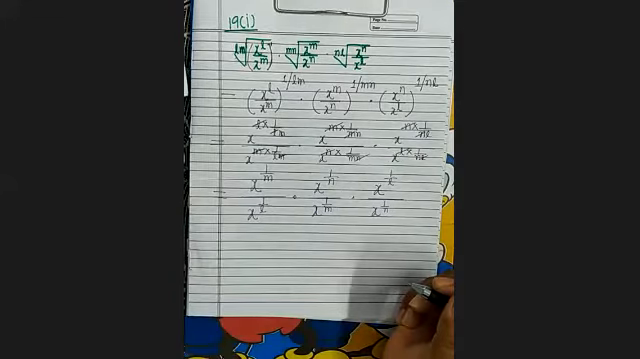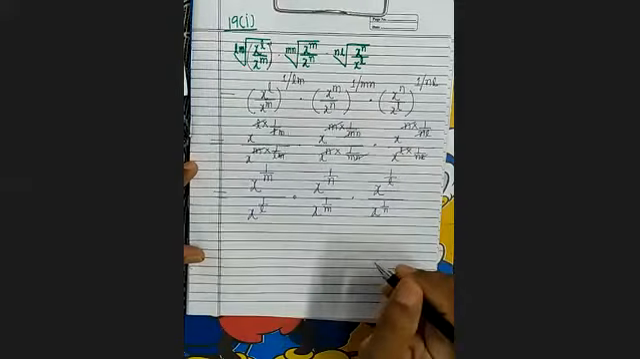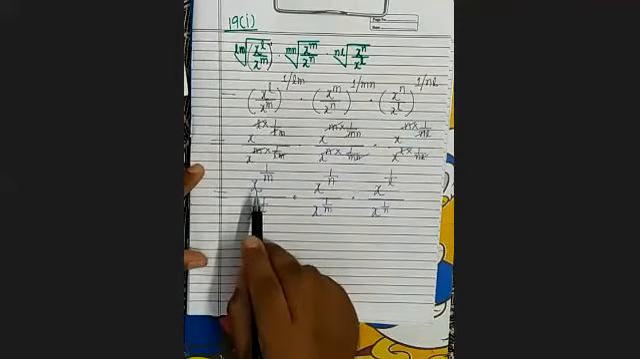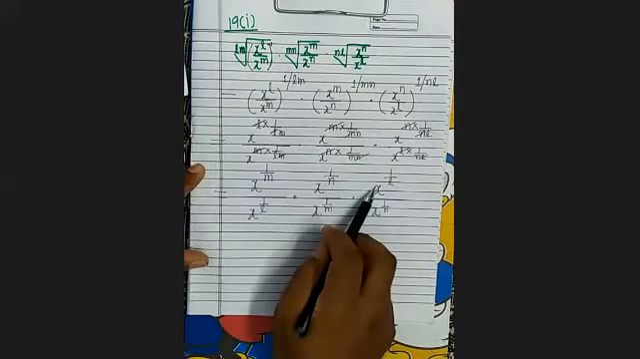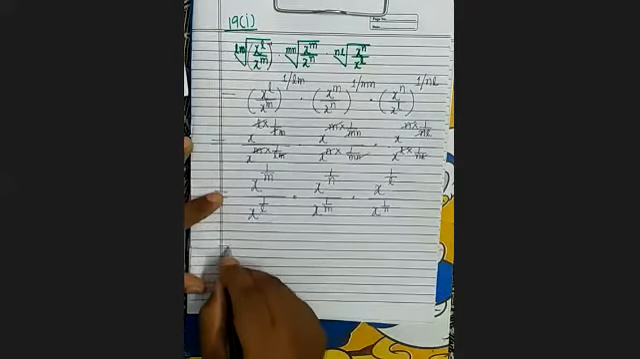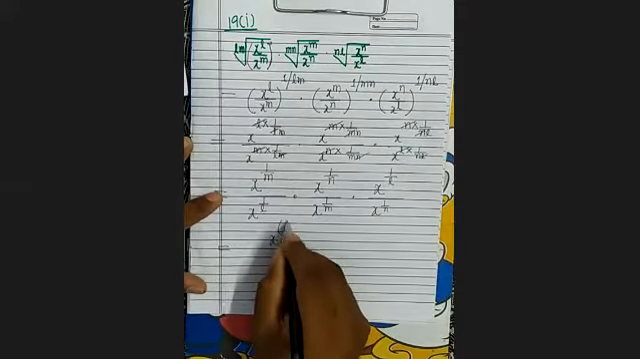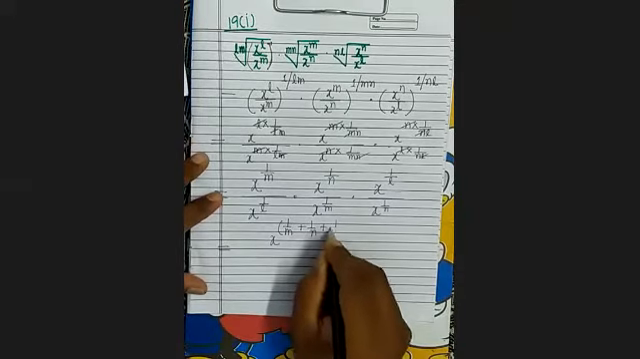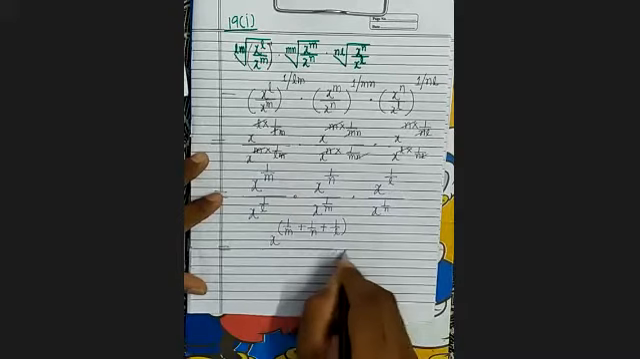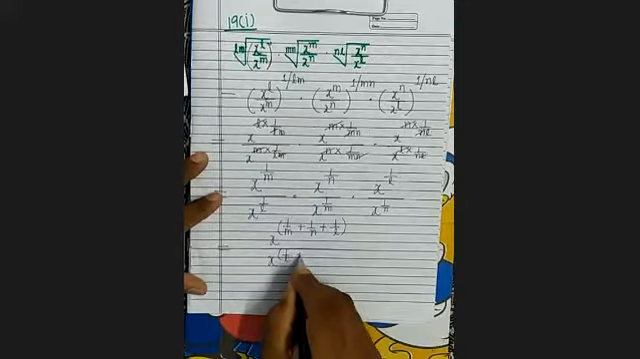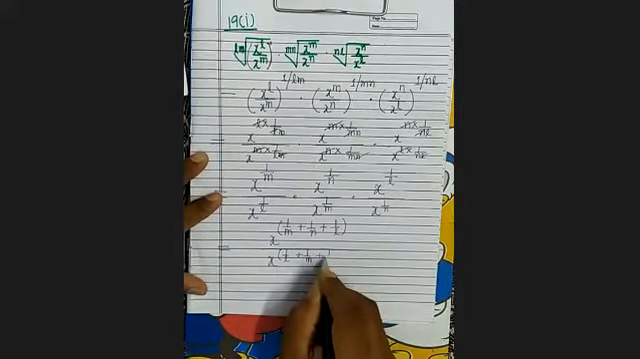So all are exponential terms. Their bases are the same. Therefore, powers will be added because all the terms are in product. In the numerator, it is this into this into this. In the denominator, this multiplied by this multiplied by this. So it will be x to the power 1 upon m plus 1 upon n plus 1 upon L. Here x to the power 1 upon L plus 1 upon m plus 1 upon n.